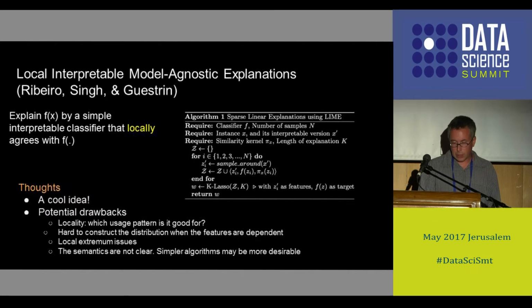So let me say a few words on the existing literature. I won't dive deep into it. At least in my opinion, the most interesting approach for explanation is the local approach, led probably by the LIME paper from a few years ago. And here, the technique is to explain the classifier's prediction by a simple interpretable classifier that locally agrees with the classifier on the example or around the example.